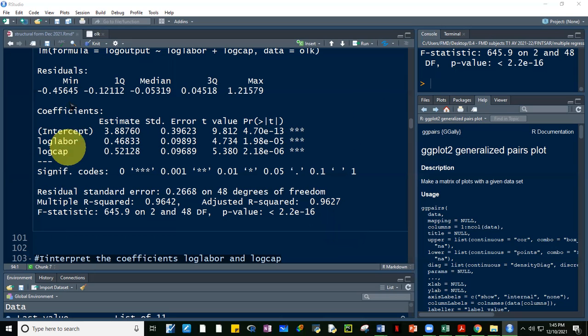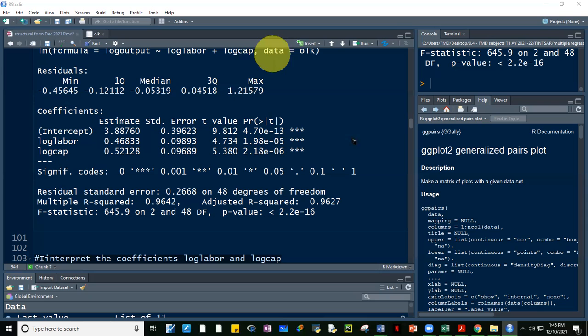Then we go to the individual test, no? Individual test of your predictors. So you have here log labor and log capital. Okay, ano ibig sabihin nitong 0.46 na to?